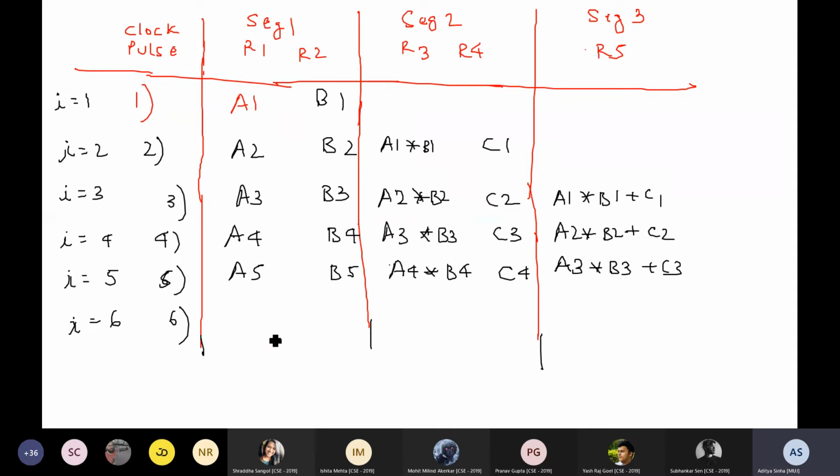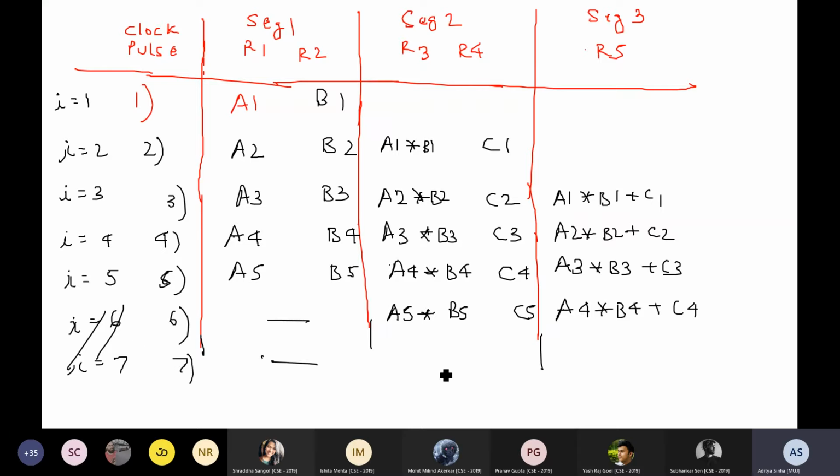No, sir. So it will be blank. What will come here? A5 into B5, C5. What will come here? A4 into B4 plus C4. Then finally I equals 7. This is not 7 actually. We're just completing it for the 7th step.